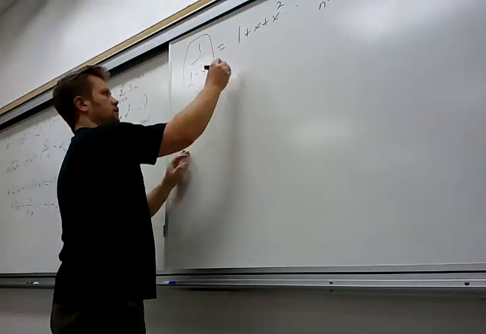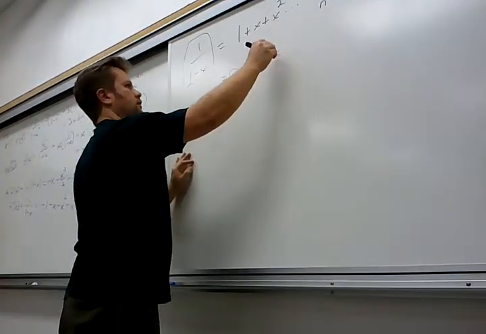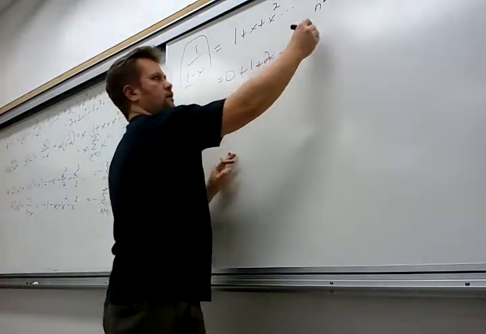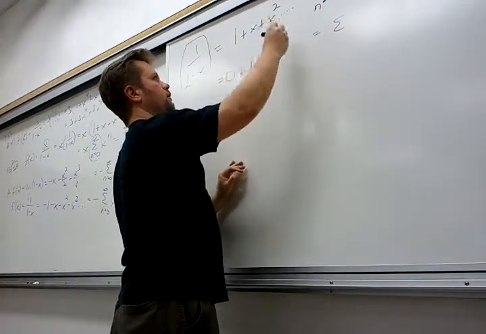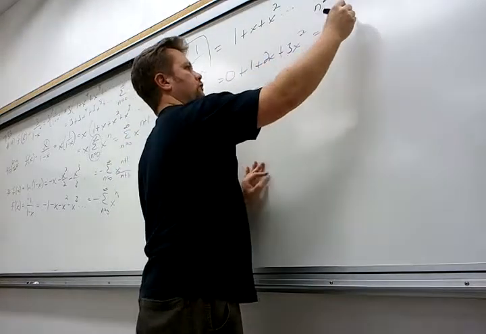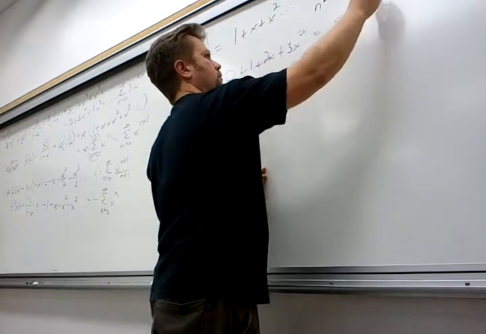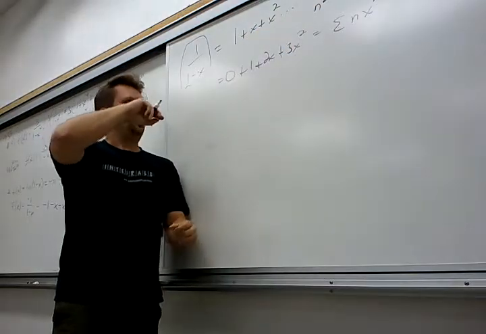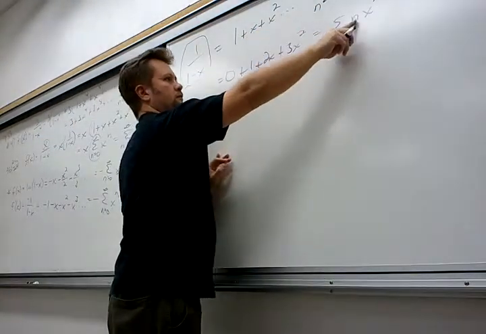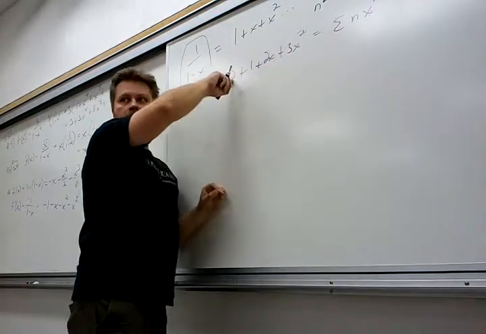What's the derivative of this? It would be 0 plus 1 plus 2x plus 3x squared, dot dot dot. So we said it was the sum of n x to the n minus 1, because that's just taking the derivative of that. But if n equals 0, don't I just get 0?